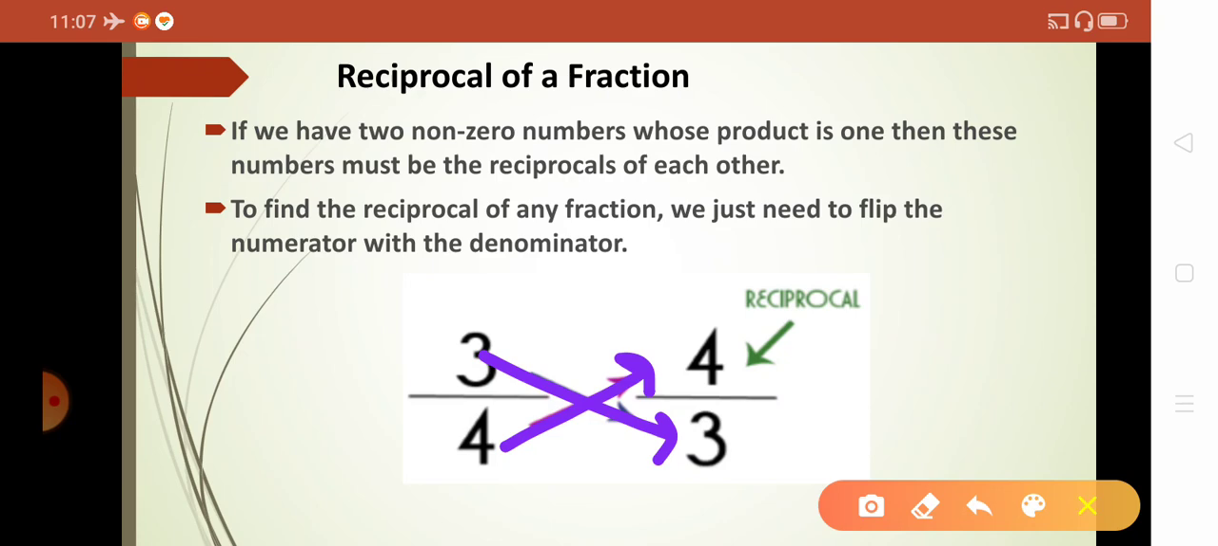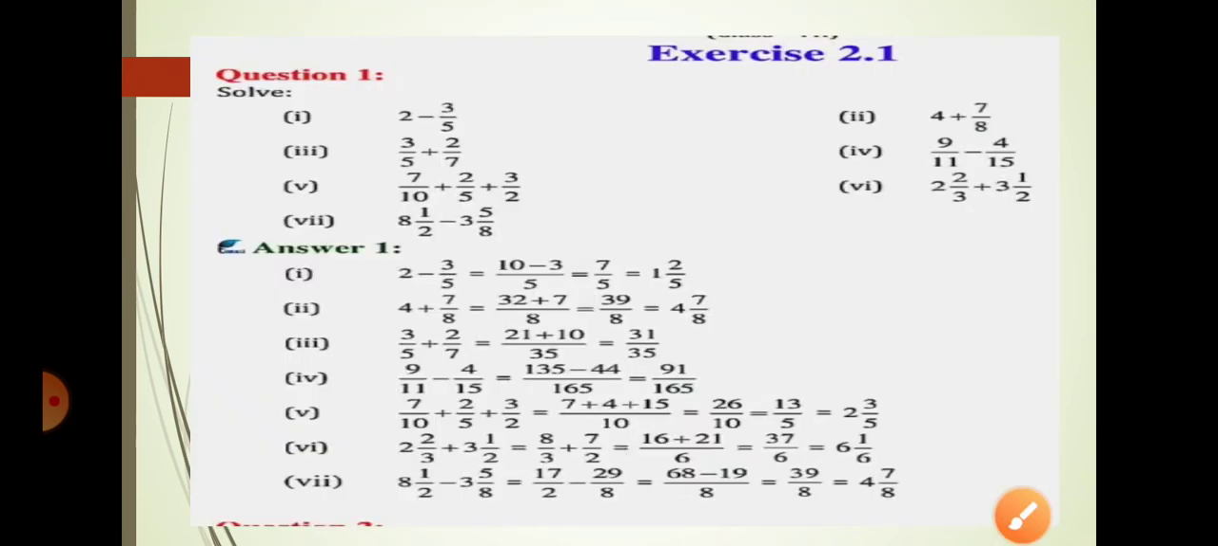So now let us move to our exercise 2.1. Question number one, you have to solve the given values.